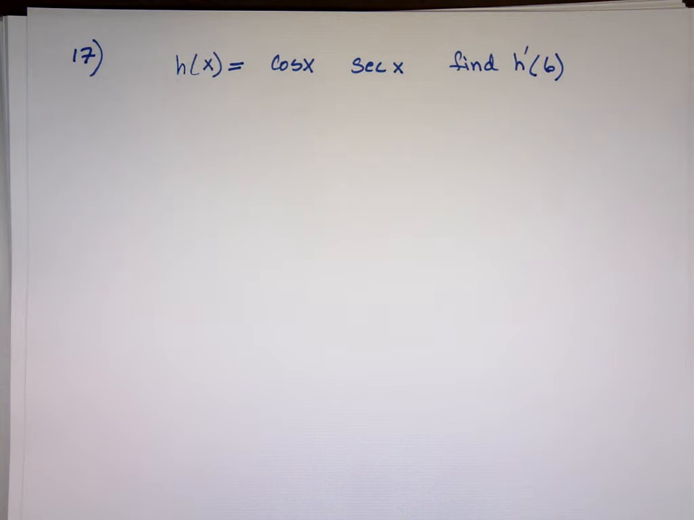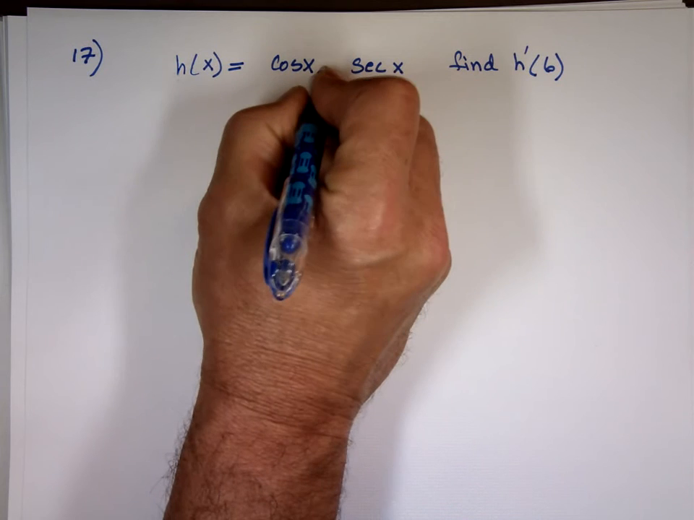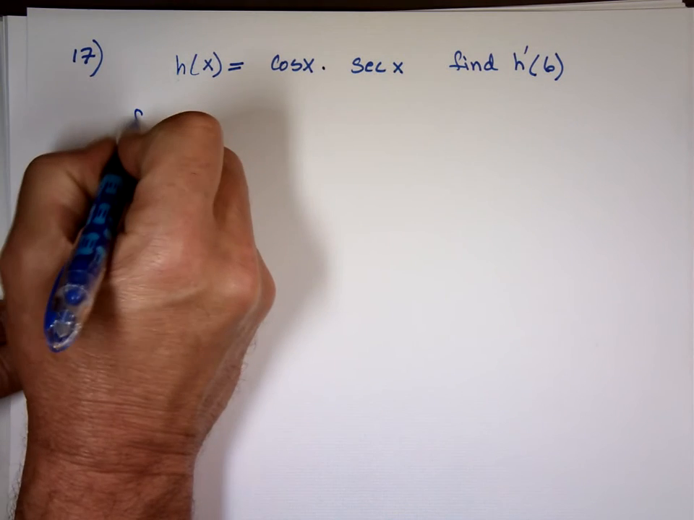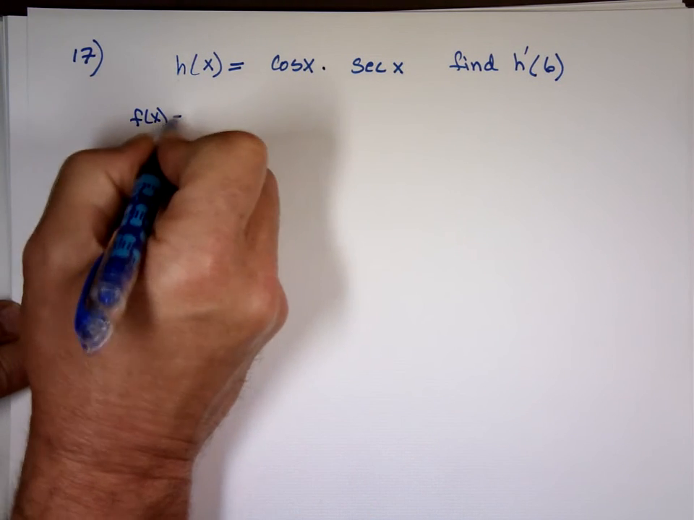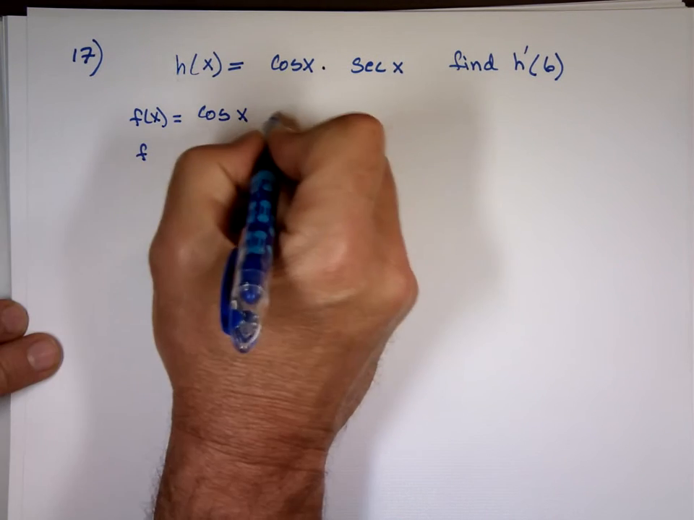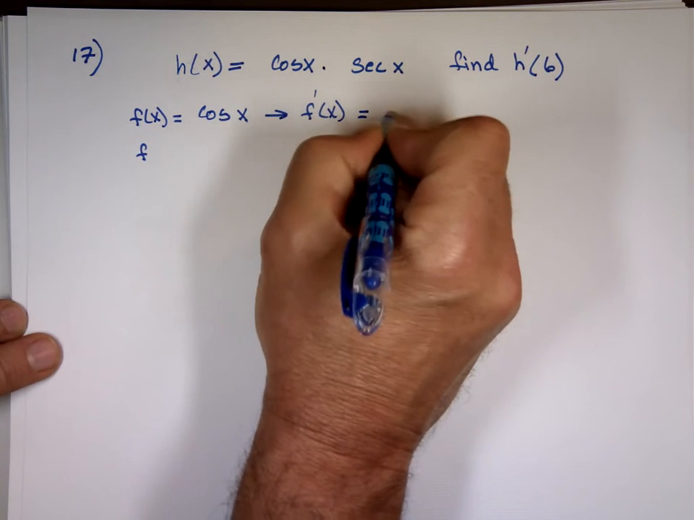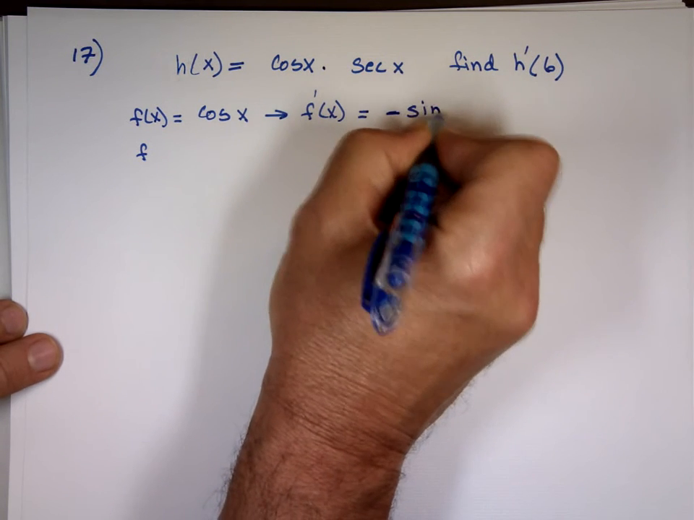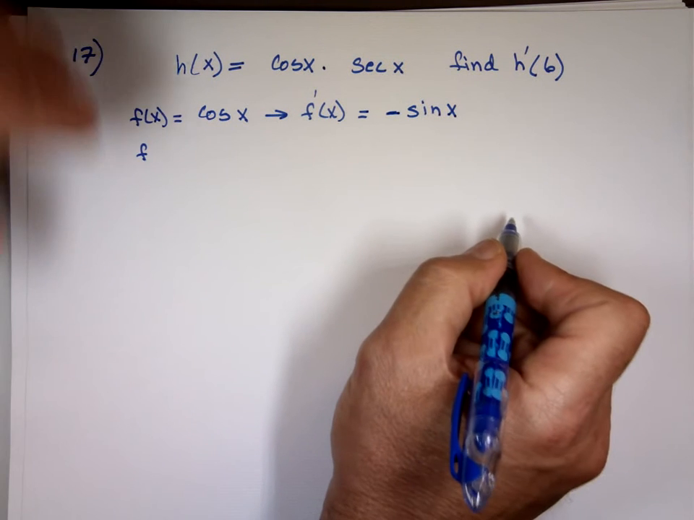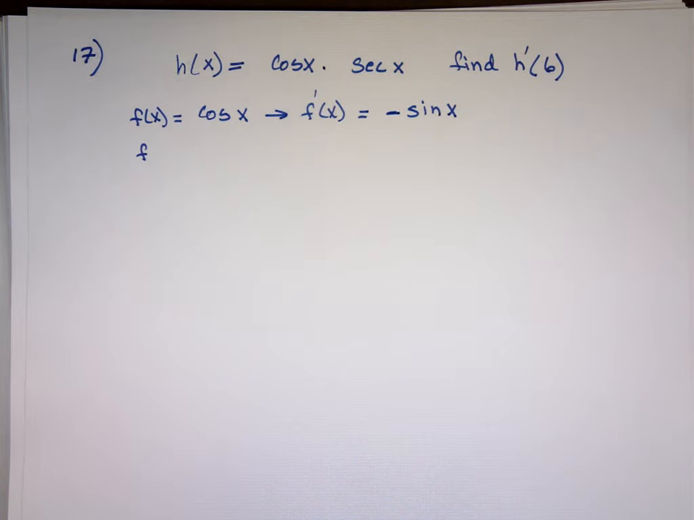We have a multiplication. We have cosine times secant. So it's the product rule. F is the first, the cosine of X. F prime is what? What's the derivative of cosine? Negative sine of X. It says use graph and utility to verify your result. So that means use calculators basically, because your answer is going to be crazy decimal values.